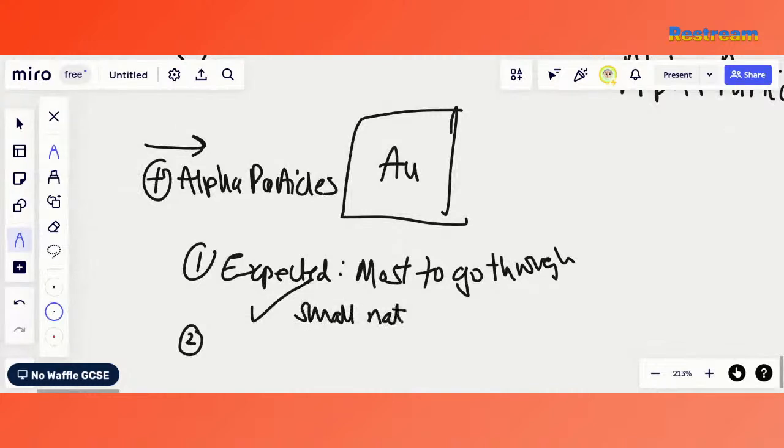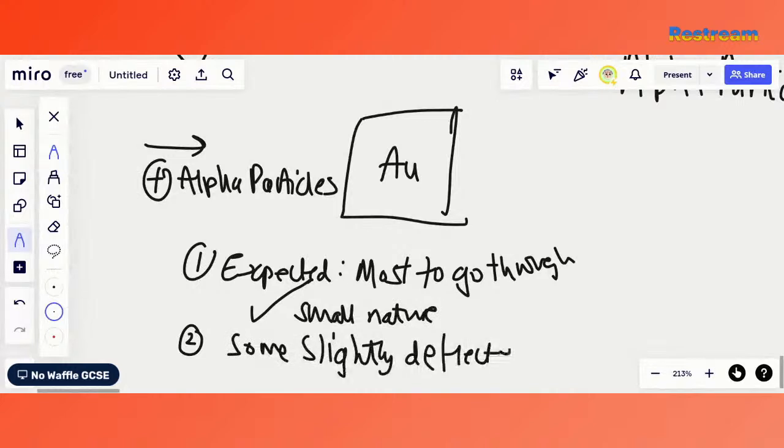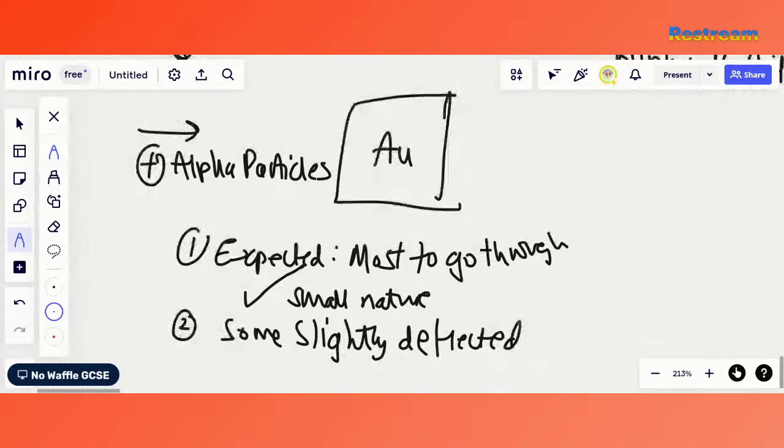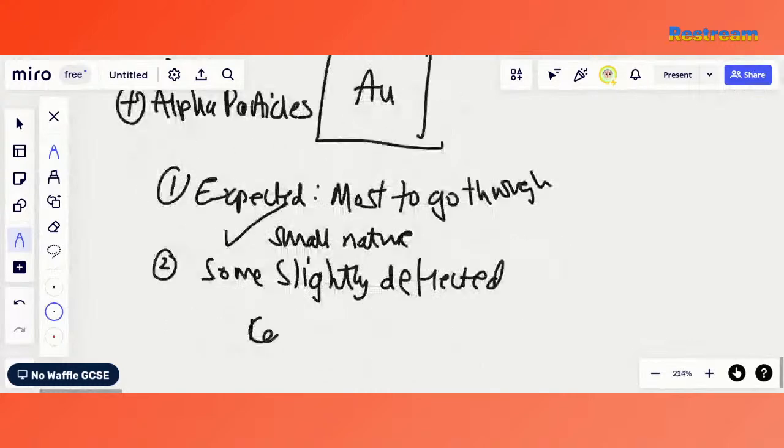However, some were slightly deflected. And this meant that the center of an atom must be positive, because when the center, which was positively charged, got into contact with the gold, it slightly deflected because like charges repel.